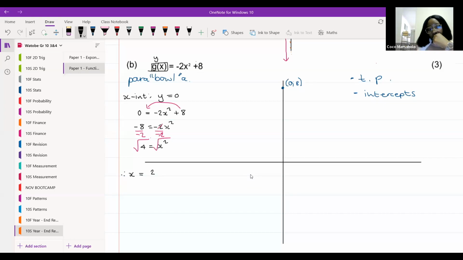Nope. I don't think so. What is it? It's not just 2. It's going to be plus or minus 2. Correct. Plus or minus 2. Good. So those are my two x-intercepts: x is equal to minus 2 and x is equal to 2.